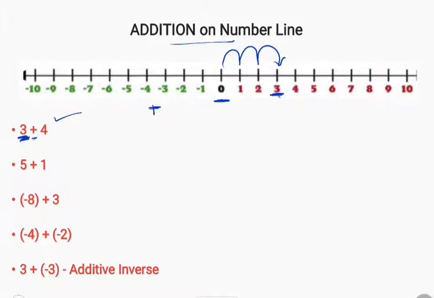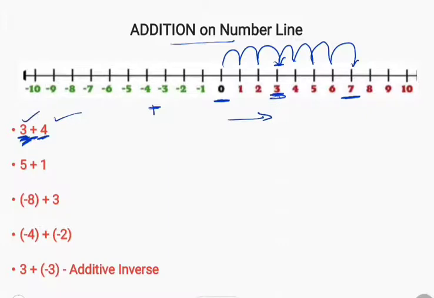So we have reached 3 when we say these many steps. Now we have to add. Add means again in the positive direction, that is on the right side, we have to move. And how many steps we have to move? We have to move 4 steps. And we have reached over here after we move 3 steps. Now we have to move 4 steps from over here because we have to add on this. So 1, 2, 3, 4. So we finally reached at 7.